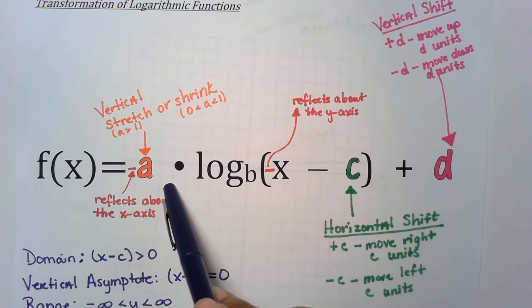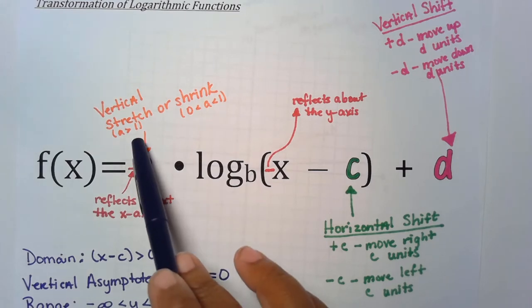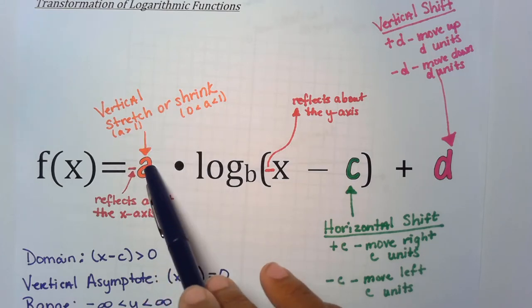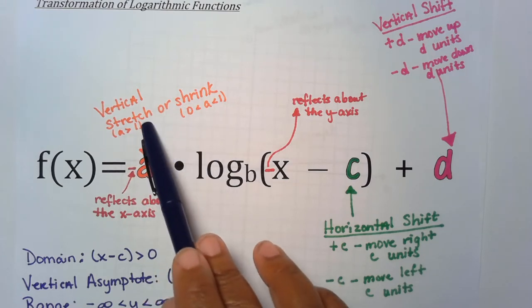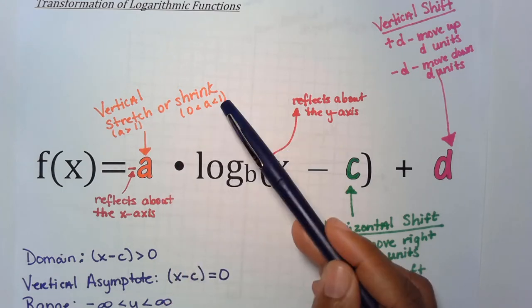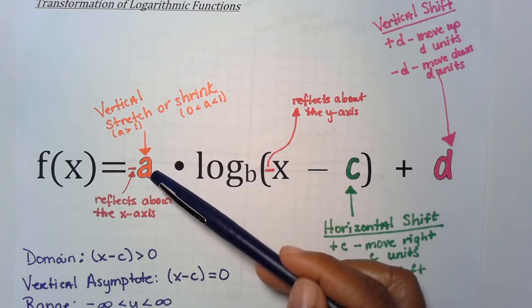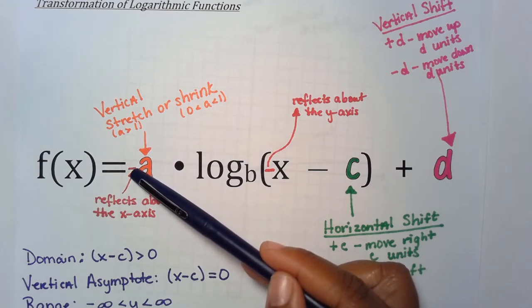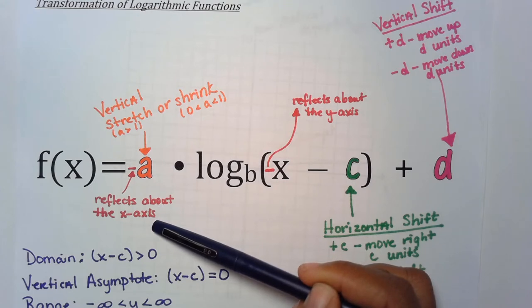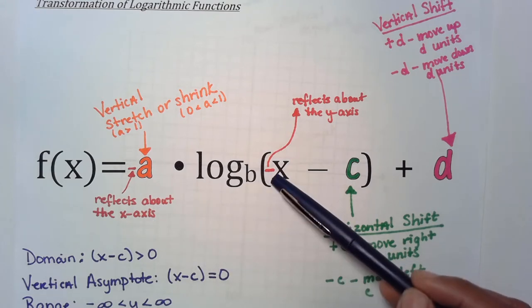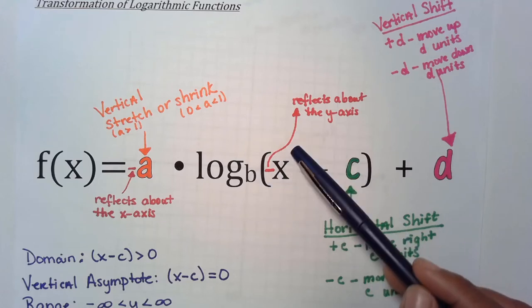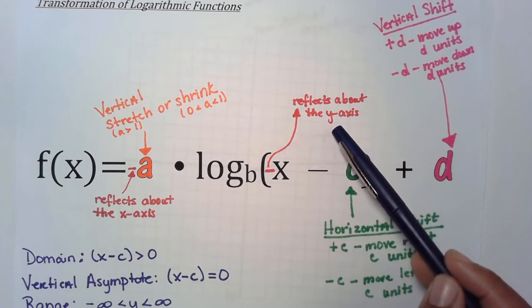If there's a number in front of the log, that means it's going to be a vertical stretch or shrink. If that number is greater than 1, it's going to be a vertical stretch. If it's between 0 and 1, it's going to be a vertical shrink. If there's a negative in front of the a, then it reflects about the x-axis. If the x inside the parentheses is negative, it reflects about the y-axis.